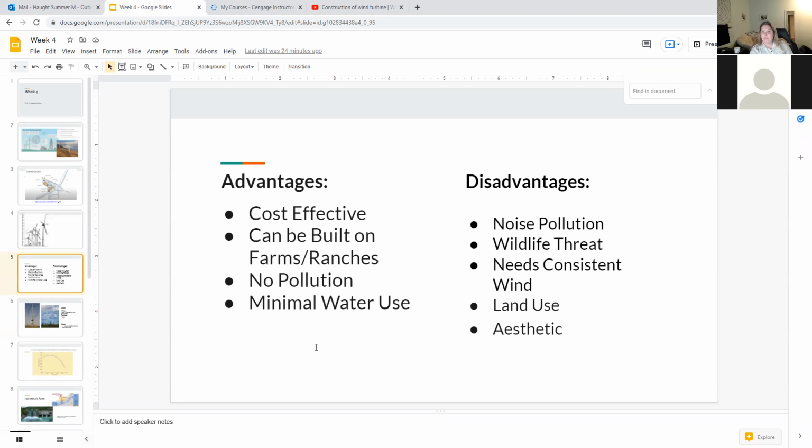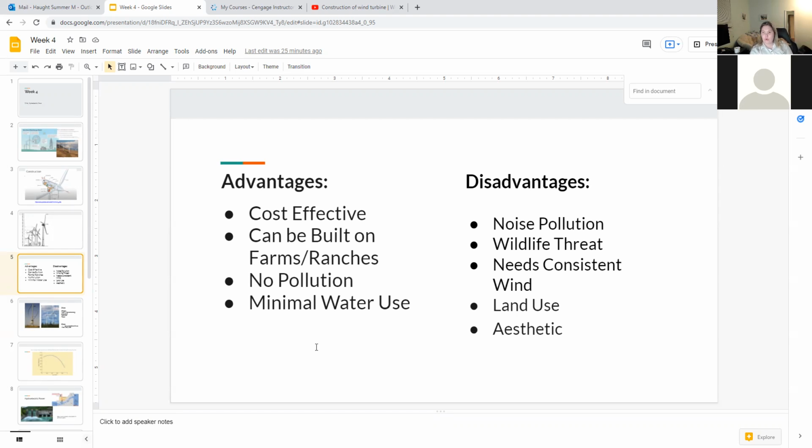In addition, it can be built in remote areas, similar to solar panels, and can be built on farms, on ranches. That's where we see it a lot, actually, most of the time. Also, it obviously has no pollution because it's just harnessing wind energy.